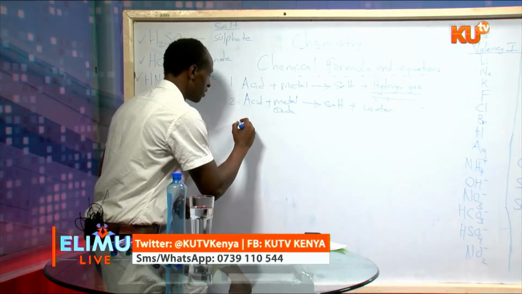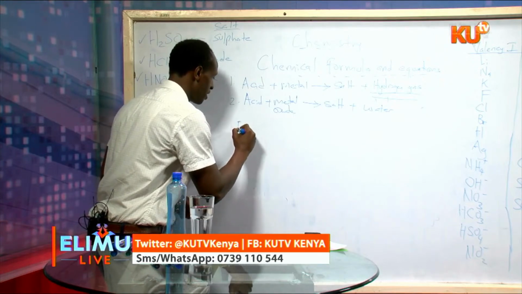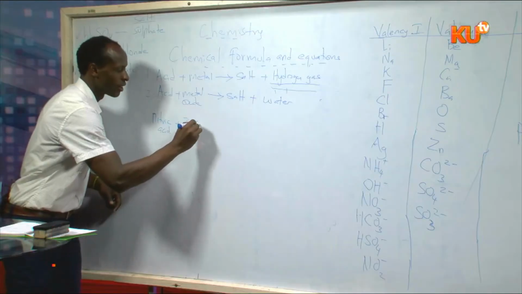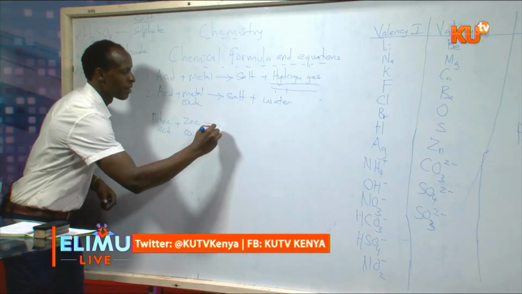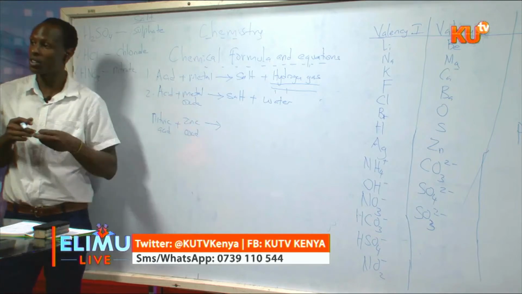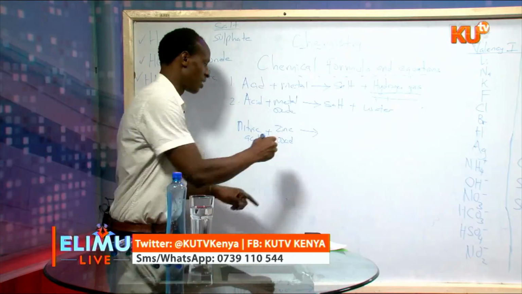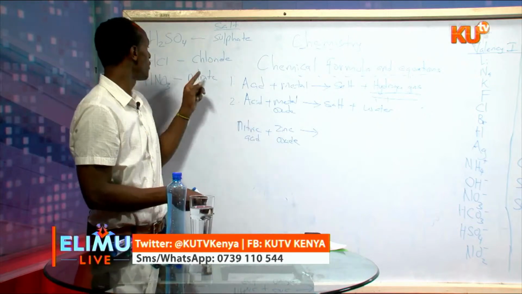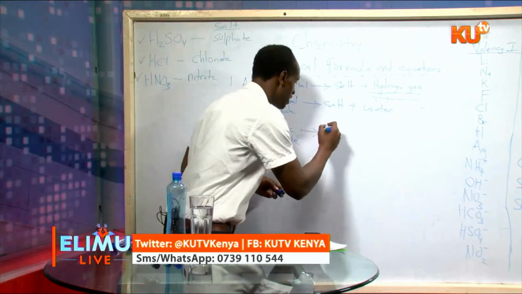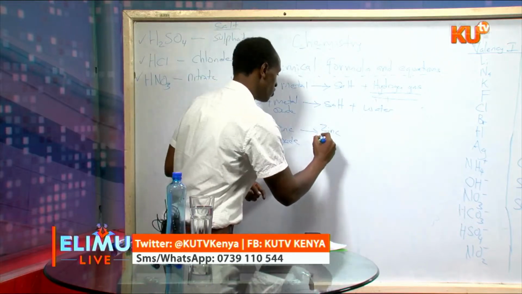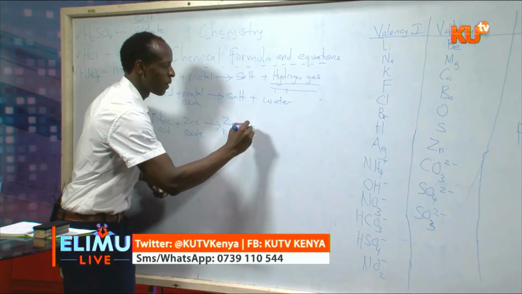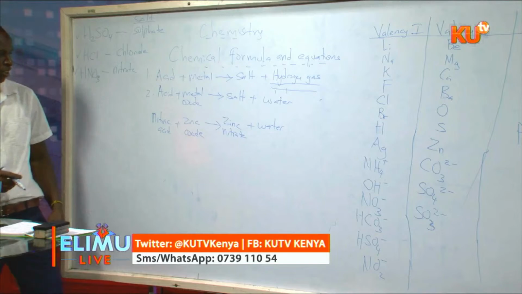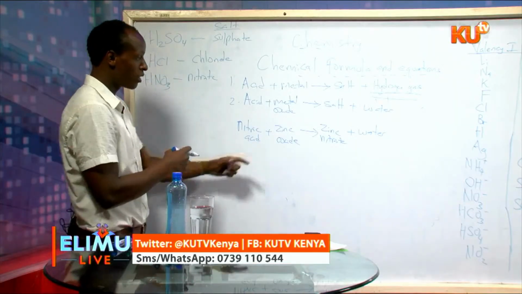We have nitric acid plus zinc oxide. Zinc oxide is a metal oxide. So the salt we have said always comes from the metal and the acid. So if it's nitric, it's called zinc nitrate because my metal is zinc. So zinc nitrate plus water. Nitric acid plus zinc oxide gives zinc nitrate plus water. This is the word equation.